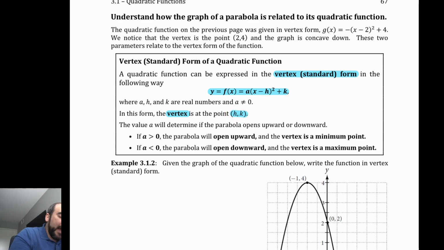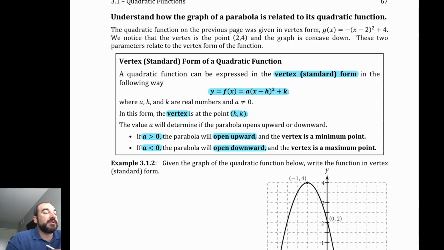And then a, the value of a, will tell you which way the parabola opens. So if a is a positive number, which means it's greater than 0, your parabola is going to open upward. And if your a is a negative value, then the parabola will be opening downwards.